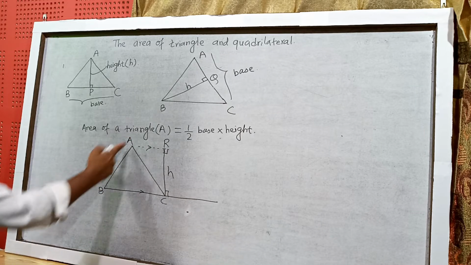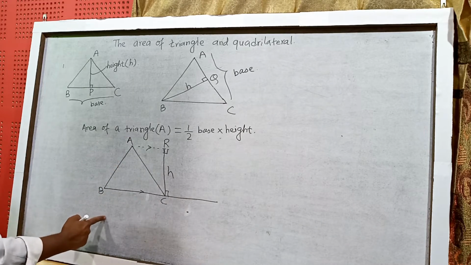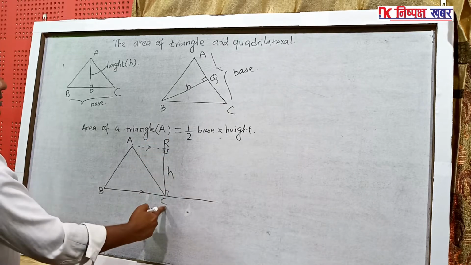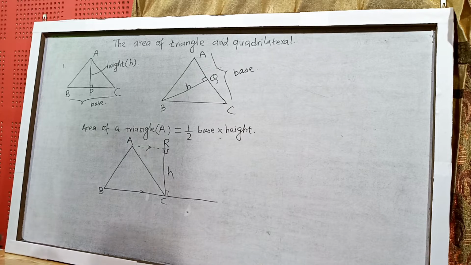So area of triangle ABC equals 1 by 2 base BC into height RC. In this way, we find the area of triangle.